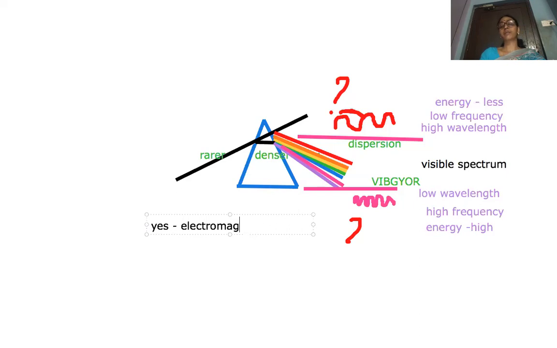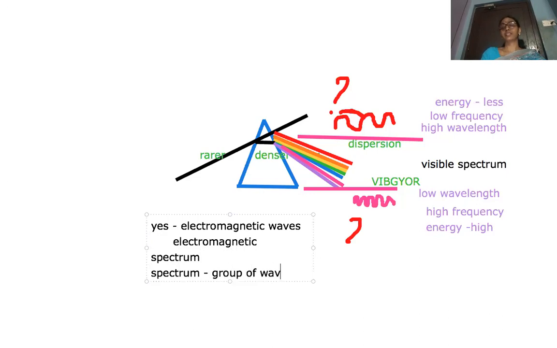electromagnetic waves. And the range of wavelengths, the group of all these electromagnetic waves with different intensities, we call it the electromagnetic spectrum. So what is spectrum? Spectrum is nothing but a group of wavelengths.